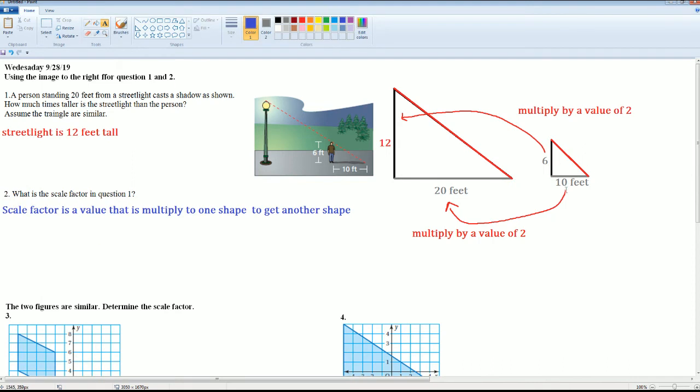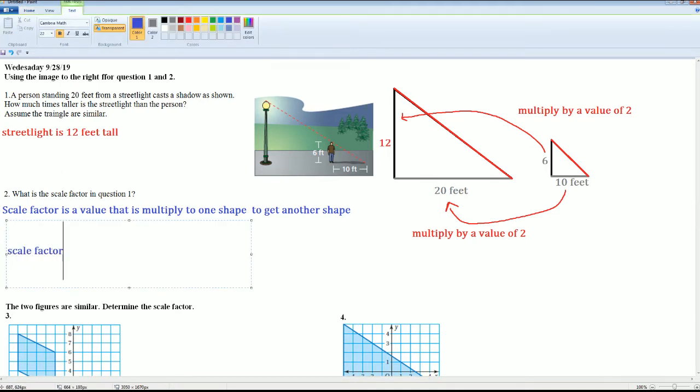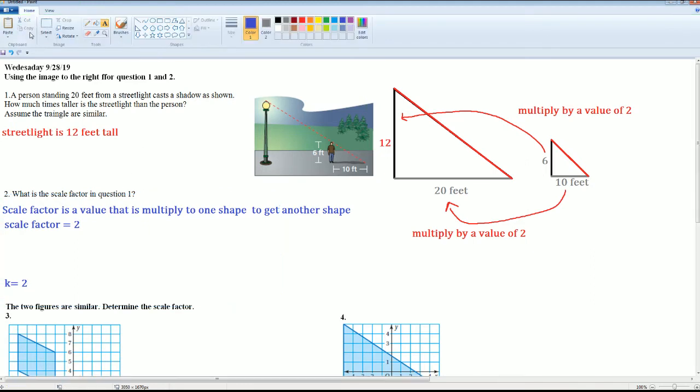So how do I go from the 6 feet by 10 feet triangle for the person to the lamppost? We multiplied by 2. So the scale factor in this case, you would write scale factor is equal to 2, or if you want to use the proper notation, you use the letter K, which is equal to 2. Both answers are valid because they're the same thing. Scale factor and K are the same thing. Well, K is the letter used for scale factor, okay?